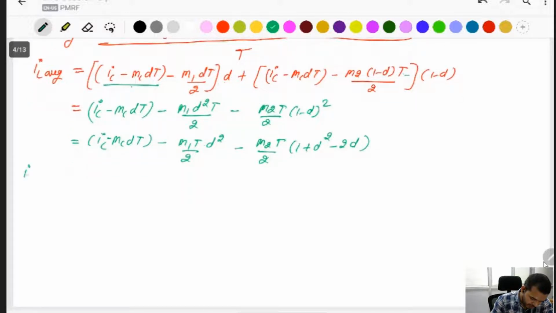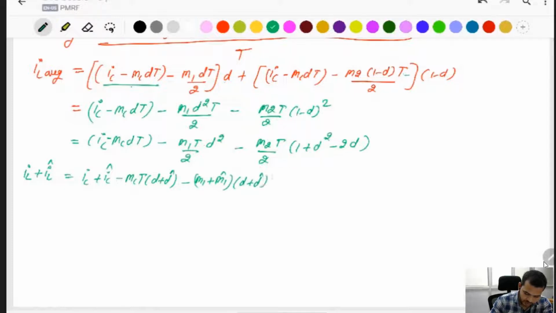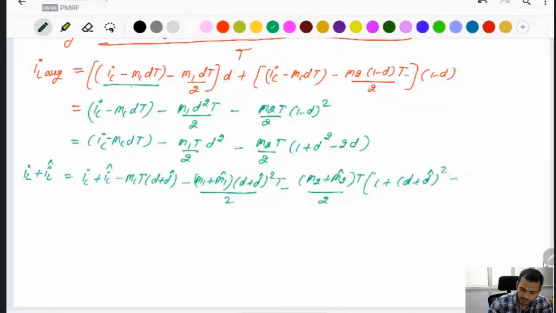If I apply IL plus IL cap, IC plus IC cap, MC into T, D perturbation D plus D cap, minus (M1 plus M1 cap) into (D plus D cap) square, 2T divided by 2, minus (M2 plus M2 cap) divided by 2 into T in D, (1 plus (D plus D cap) square minus 2 (D plus D cap)). Apply the whole perturbation.